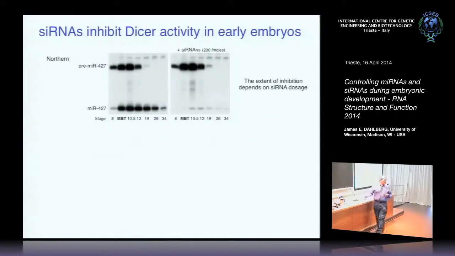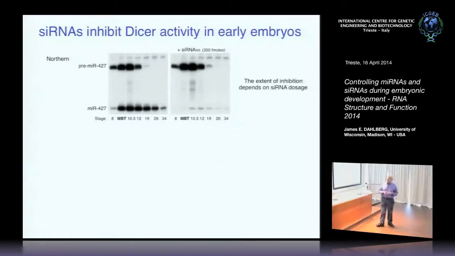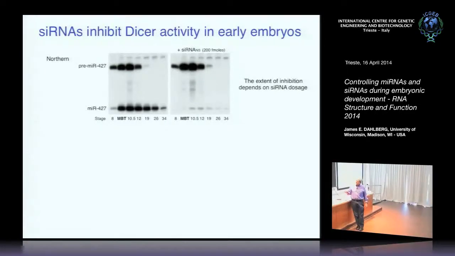So what stage, or what effect, are we affecting with this non-specific double-stranded RNA? The first thing we wanted to do was ask whether the normal process of making microRNAs might be affected, since we're putting in a fair amount of double-stranded RNA. And this is the experiment to test that.